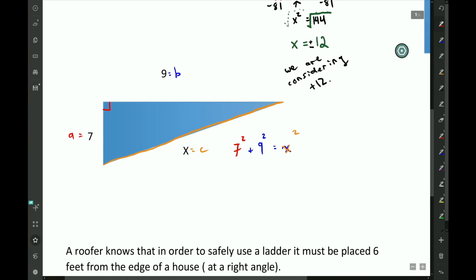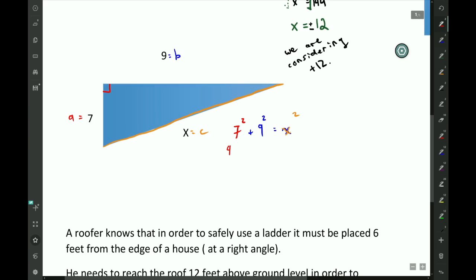And in this case, we have 49 again, plus 81 equals x squared. On the same side, we have good old 49 plus 81, which is 130. Now, here's where more of our root stuff comes into play: 130 equals x squared.